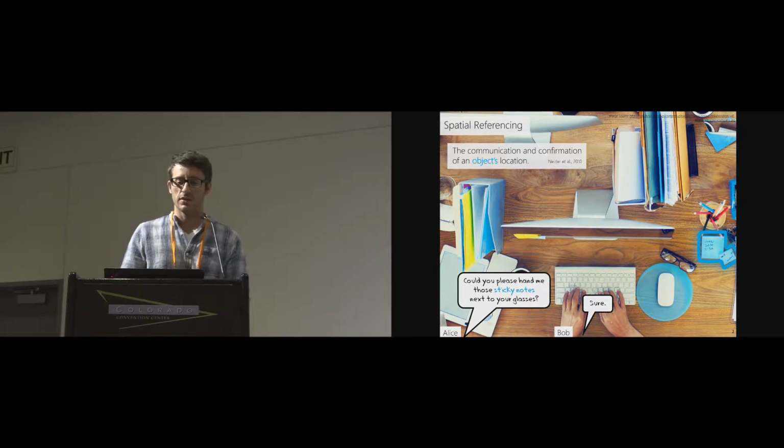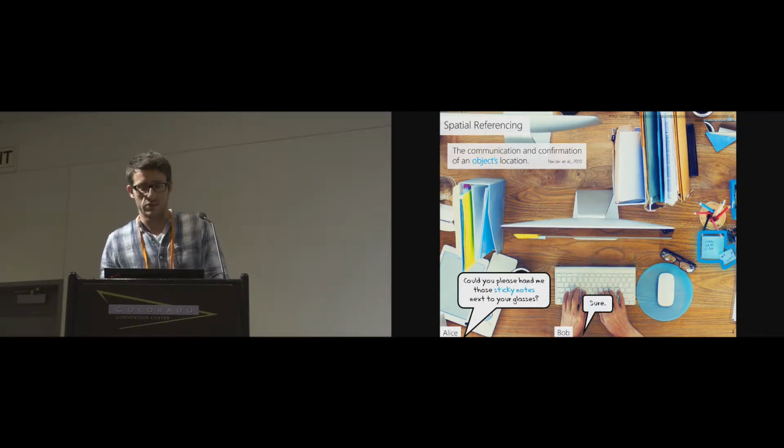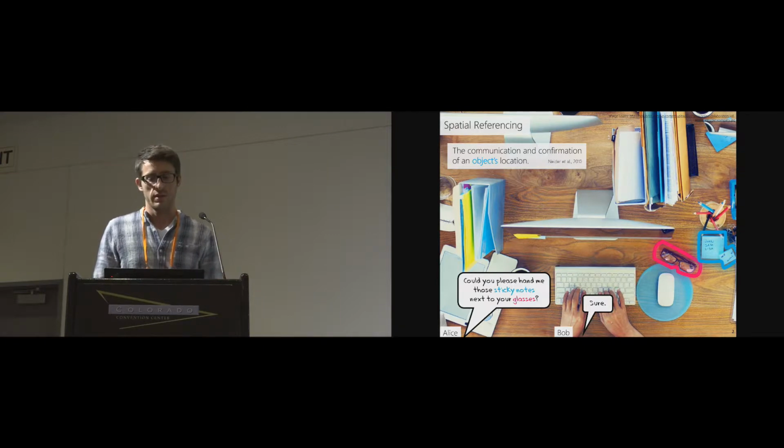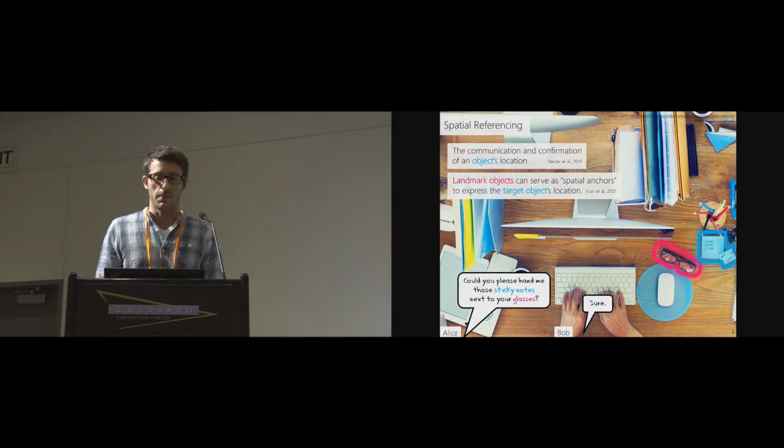If we take a closer look at what Alice says, we see that she actually makes use of another object in relation to which she describes the location of the actual target object. She uses a visually outstanding object, in this case Bob's glasses, within the process of spatial referencing. As we can see, such landmark objects play a vital and very helpful role for spatial referencing because they can serve as spatial anchors.